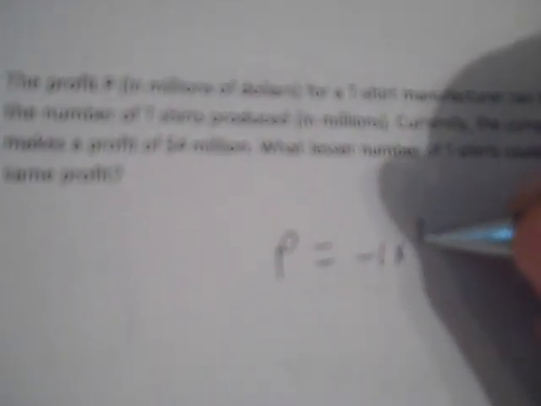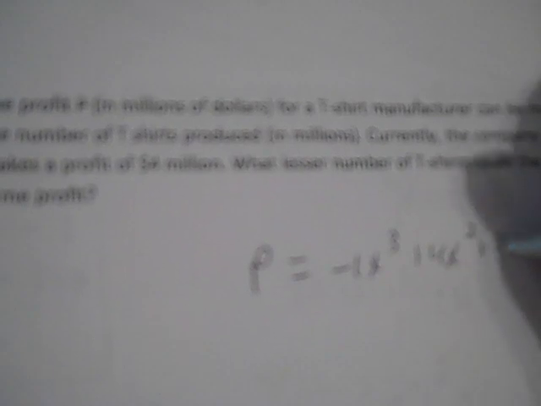Okay, the profit in millions of dollars for a t-shirt manufacturer can be modeled by P equals negative 1x to the third plus 4x to the second plus x, and that'd be a 1x, where x is a number of t-shirts produced in millions. Currently, the company produces 4 million t-shirts and makes a profit of $4 million. What lesser number of t-shirts could the company produce and make the same profit? So again, they give me my equation right here. And I need to write it and then make a replacement value box over here.